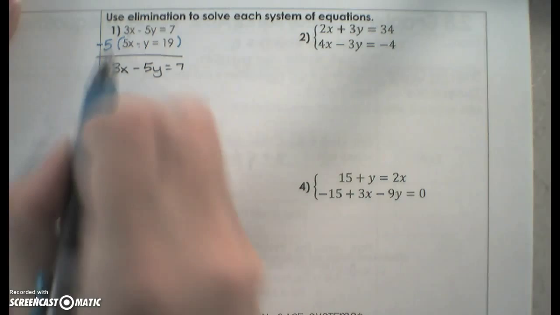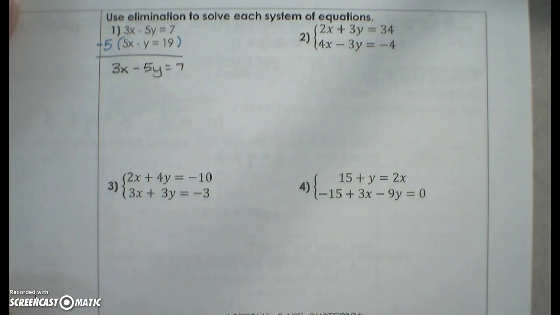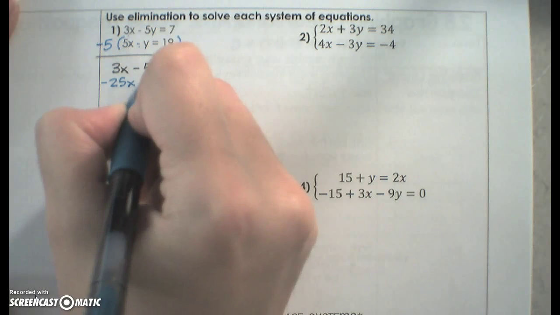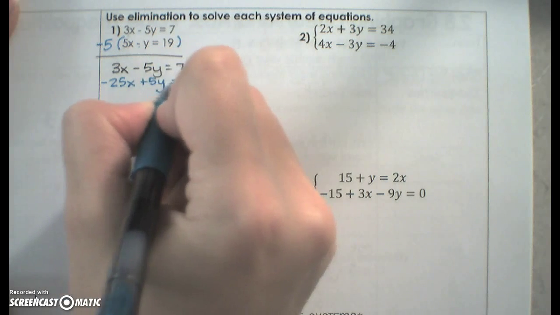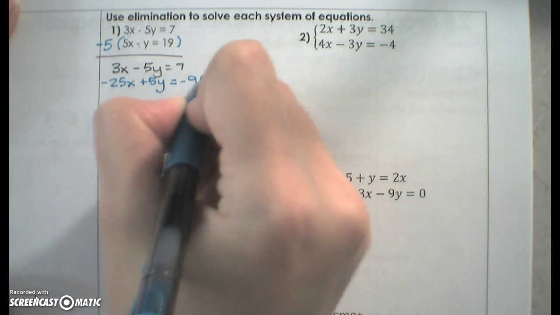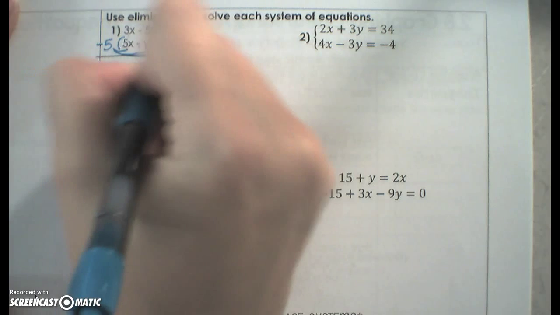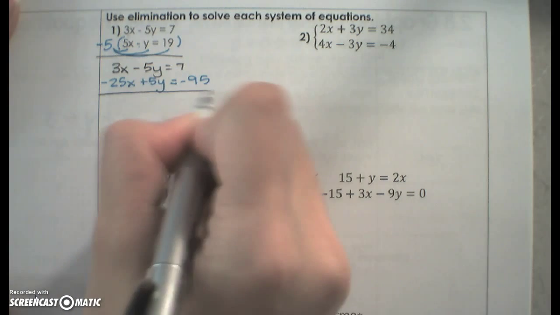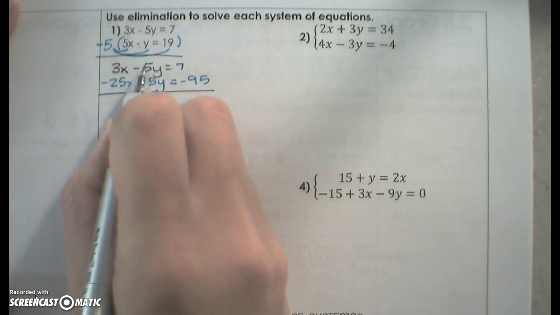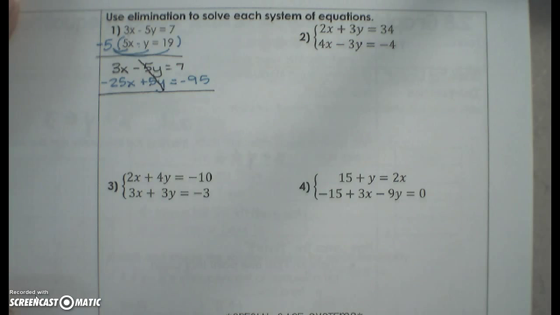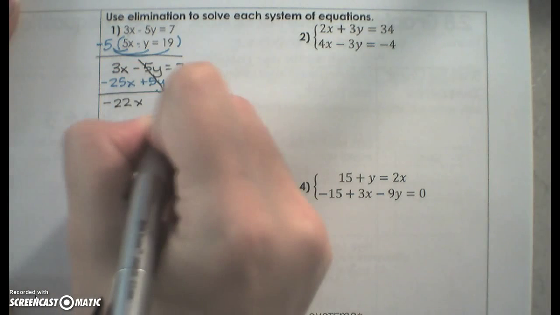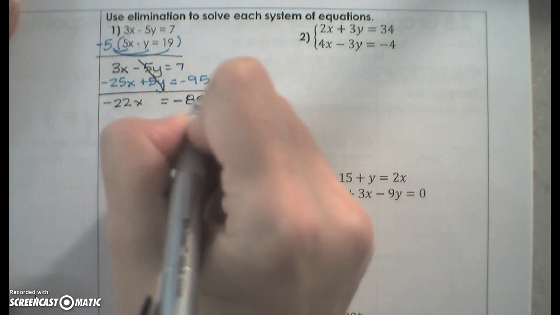And then my second equation, I'm going to go ahead and distribute that negative 5 to every single term. So it's going to be negative 25x positive 5y equals negative 95. So we're basically just distributing this negative 5 to every single term there. Now we can go ahead and see that our 5y and our negative 5y add together and cancel to get 0. So now let's add the rest vertically. We get negative 22x equals negative 88.